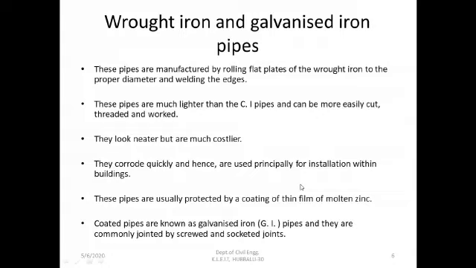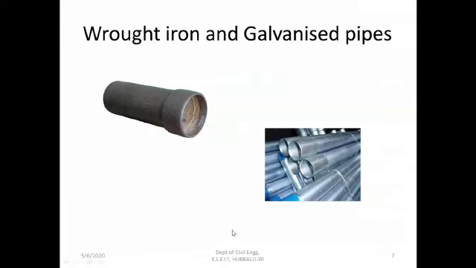And one of the disadvantages is that they corrode quickly, and hence are used principally for installation within buildings. They are not used for water supply pipelines, and these pipes are usually protected by a coating of thin film of molten zinc. Coated pipes are known as galvanized iron pipes, and they are commonly jointed by screw joints as well as socket joints. Now these are the examples of wrought iron pipe, and this is the galvanized pipe, which is coated with the molten zinc.